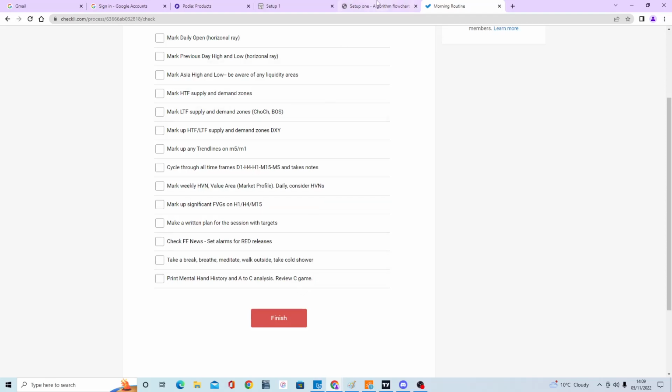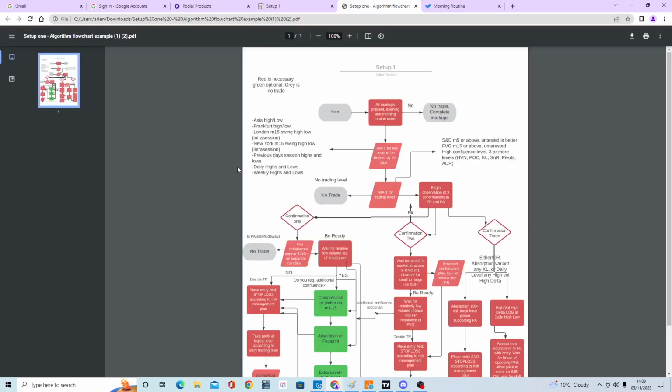Okay. Now, next is wait for the key level to be broken by 4+ pips. Now, what are key levels for a start?